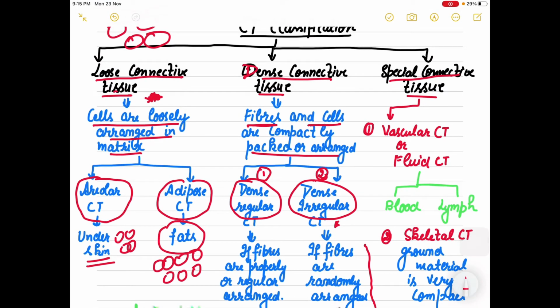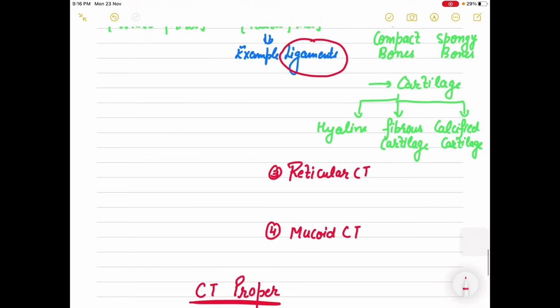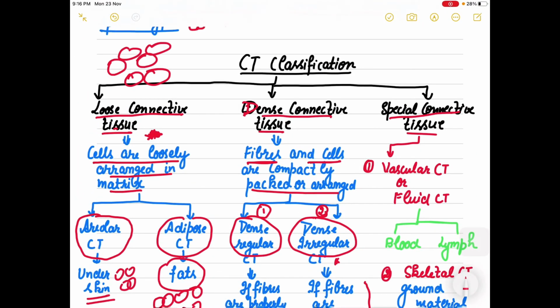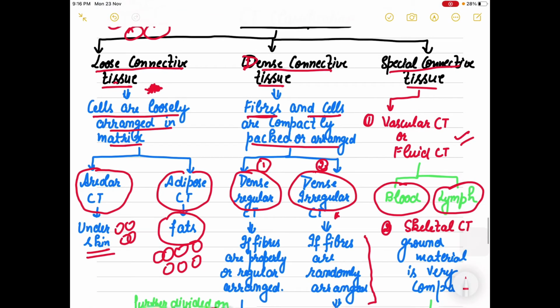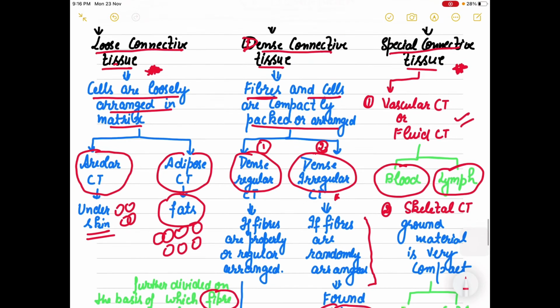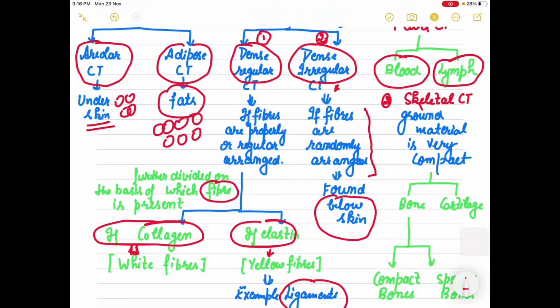Now comes the special connective tissue. It has 3 types, right? Actually, few books include the mucoid also, so we will discuss it. Vascular connective tissue or fluid connective tissue is the main special connective tissue, but they are having blood and the lymph. Vascular connective tissue comes under the category of special connective tissue, and it is of 2 types, blood and lymph. Then comes your skeletal connective tissue, in which ground substance is very, very compact.